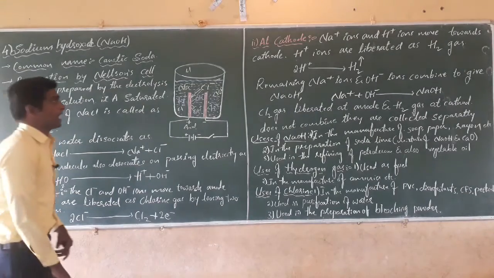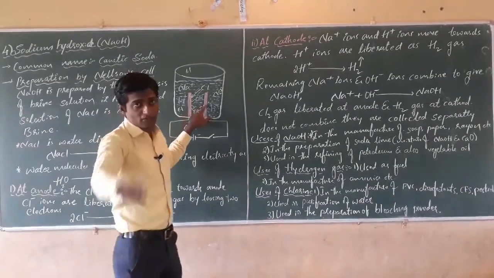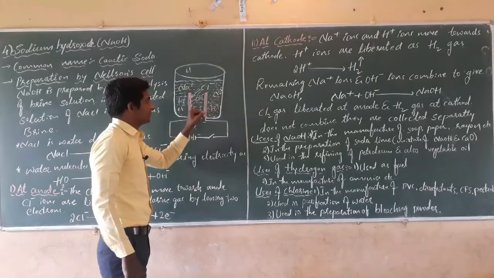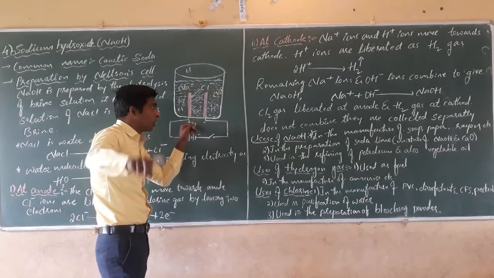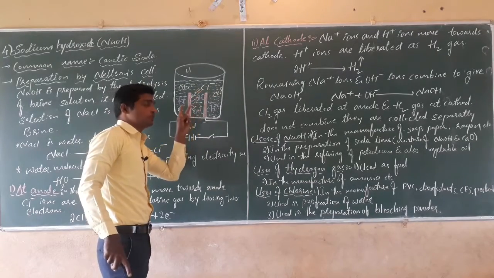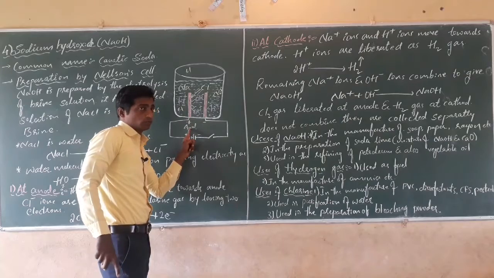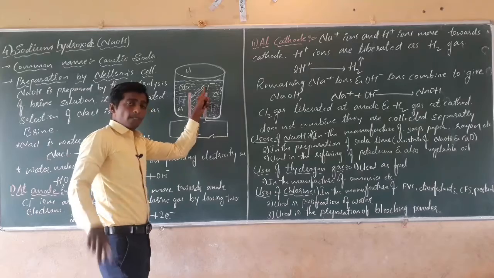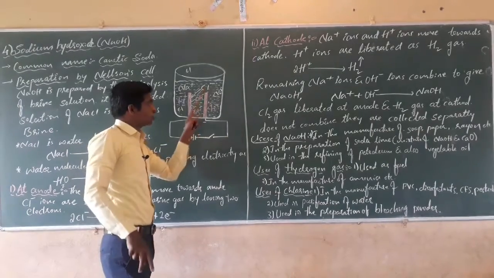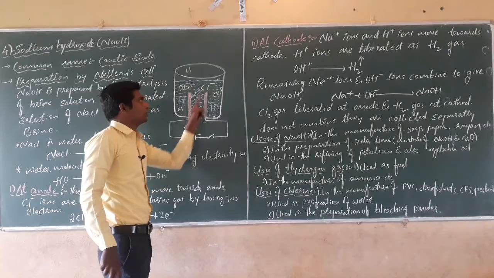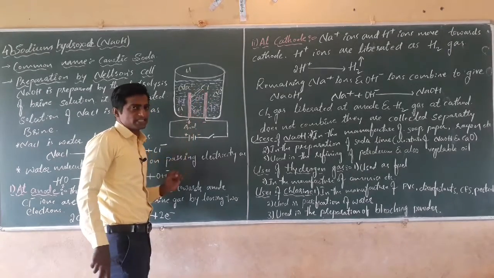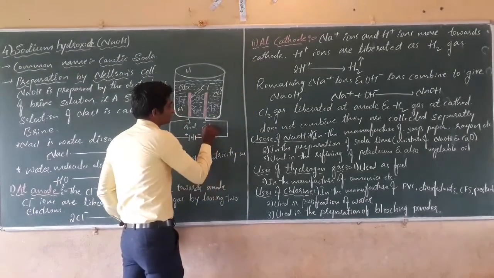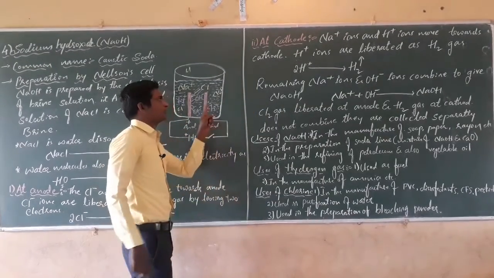Next, come to the cathode. Which kinds of reactions are going on? We will have to see. At the anode, the positive electrode, negative ions move towards the positive electrode, as you might have studied in physics. That is, at the anode, the Cl minus and OH minus ions move. Next, at the cathode, what happens, dear students?